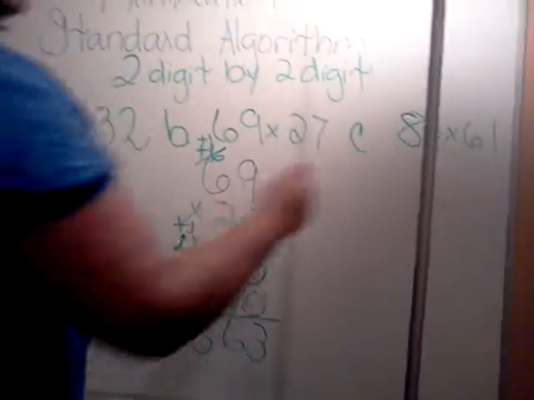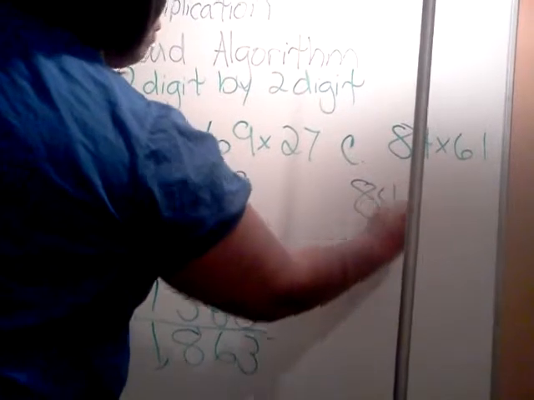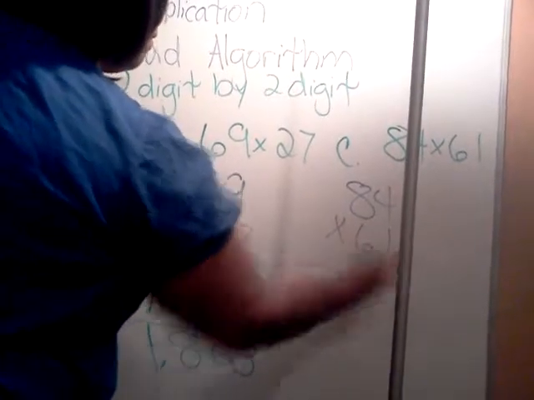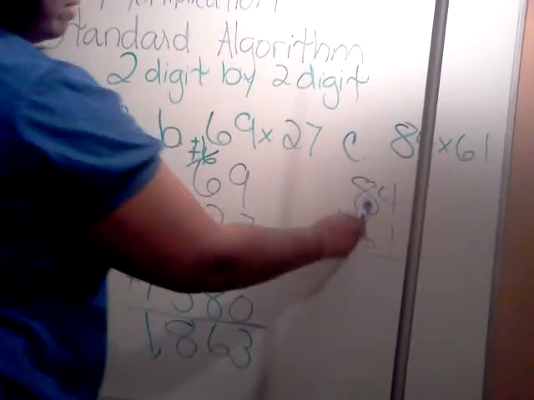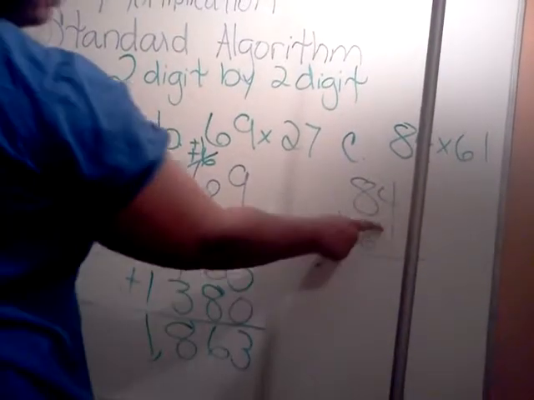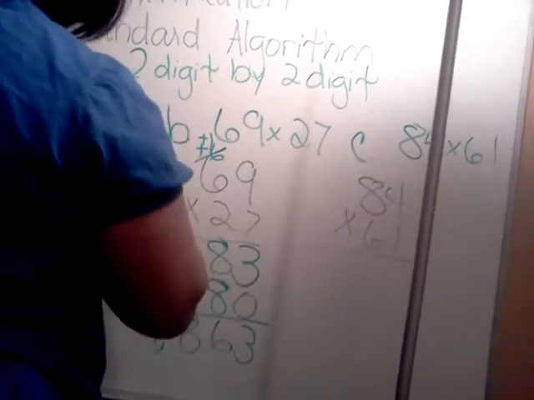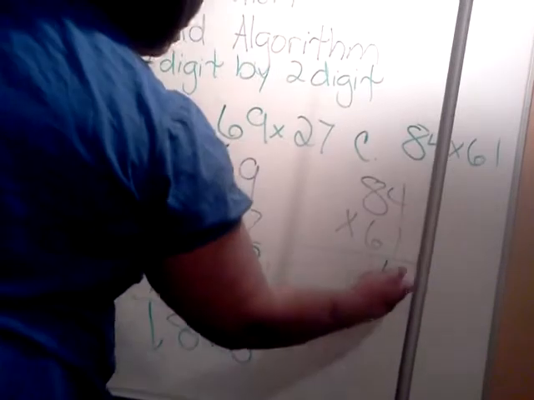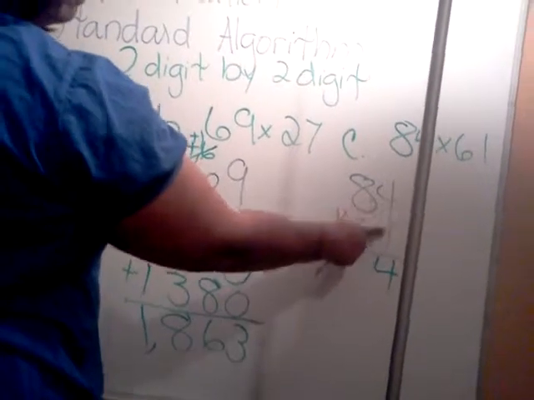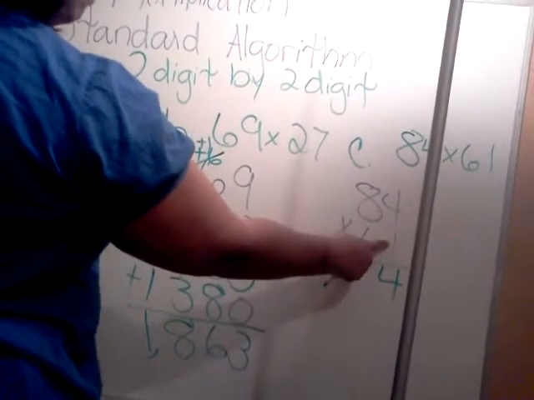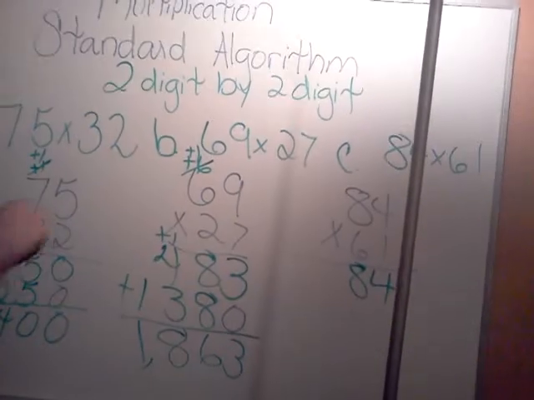Okay, so the first thing you have to do is line this up using place value. 84 times 61. You should have said ones times the ones, ones times the tens. Multiply first 4 and 1. The product is 4. We write that under the ones place. After you multiply ones times the ones, you do ones times the tens. So 1 times 8, the product is 8. We write that in the tens place.